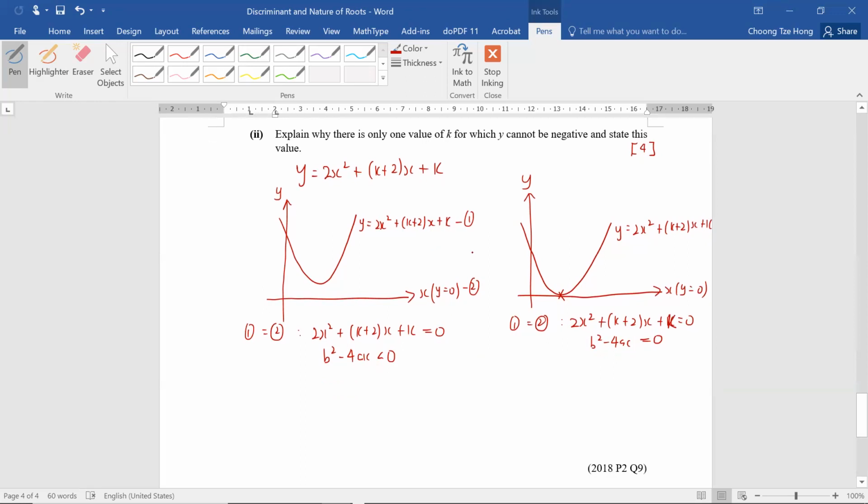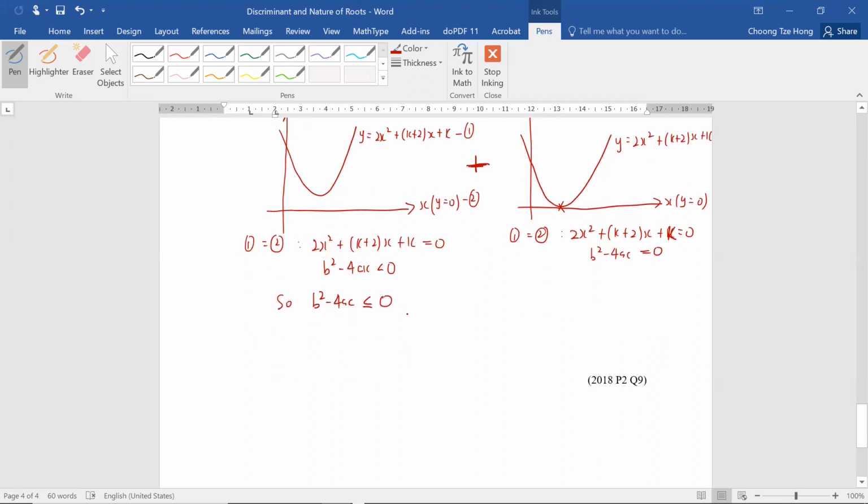So what we need to do is combine these two scenarios together, because these two scenarios both fulfill what they want, cannot be negative. This one is always positive. This one is one point touching the x-axis. So we're going to combine these two cases together. How do we combine? This one is less than 0. This one is equal to 0. So we'll just write less than or equal to 0.